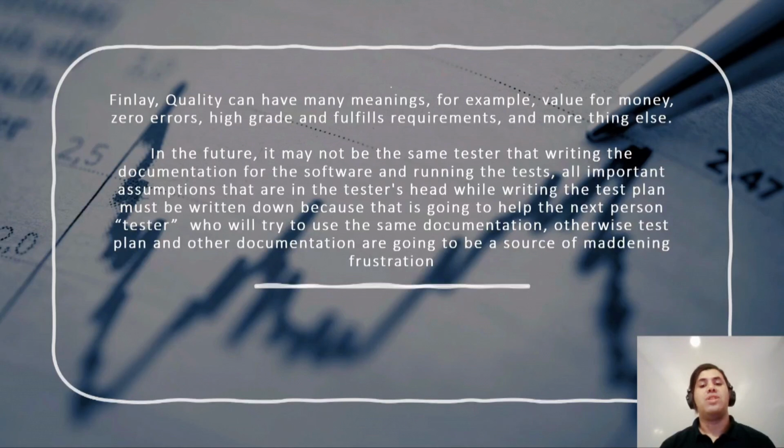All important submissions that are in the test header should be written down, because that documentation in the future is going to help the next person or the next tester who is going to work on the same documentation. Otherwise, this documentation is going to be a source of maddening frustration for the next tester.